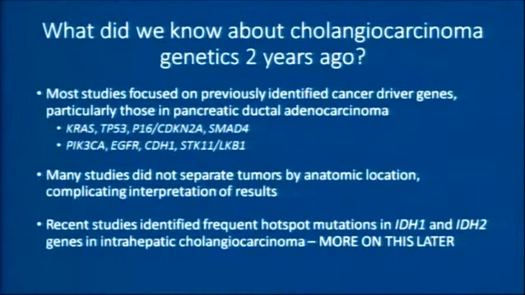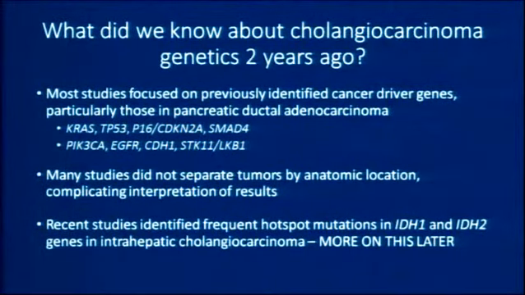I wanted to give a historical perspective first. What did we know about cholangiocarcinoma genetics about 2 years ago? Most studies focused primarily on identified cancer driver genes, particularly those found in pancreatic ductal adenocarcinoma, or PDAC. This makes sense, since ductal adenocarcinoma is a ductal cancer. The thinking was that cholangiocarcinoma could be the same, so we'd see what frequency the drivers of PDAC have in cholangiocarcinoma. Unfortunately, many of the early studies didn't separate tumors by anatomic location, so the results are really hard to interpret.